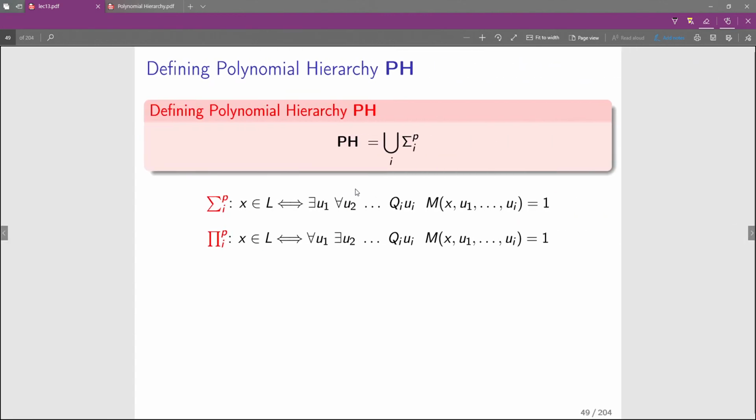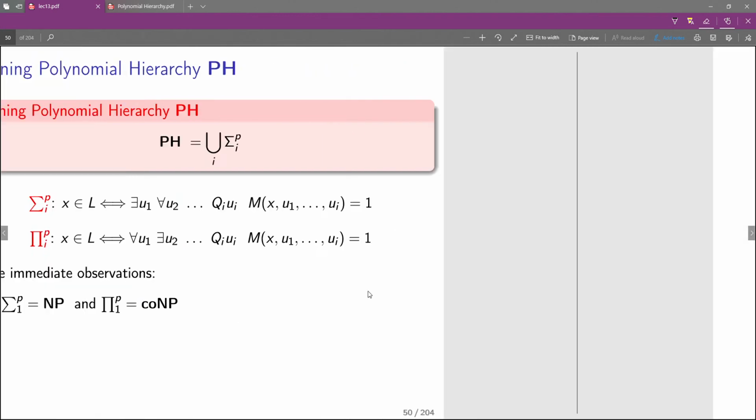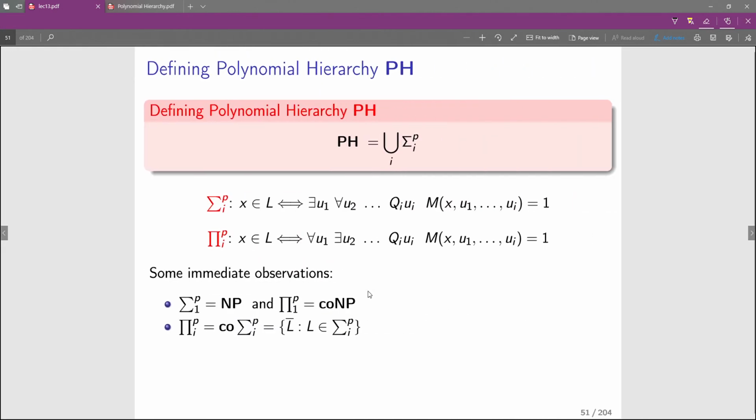So yes, here we already defined it. Some immediate observations: sigma_i^P for i=1 is NP, pi_1^P is co-NP, and these two are complements of each other. From the first observation, we can conclude that pi_i^P is the complement of sigma_i^P.